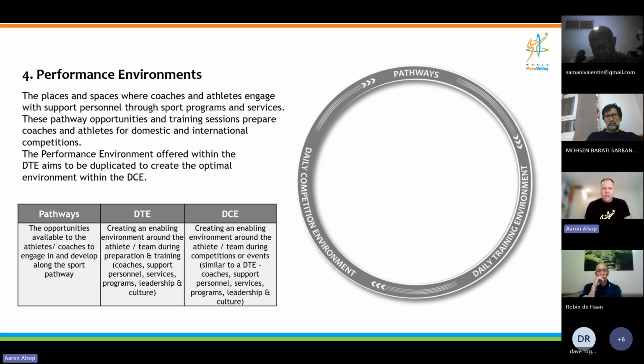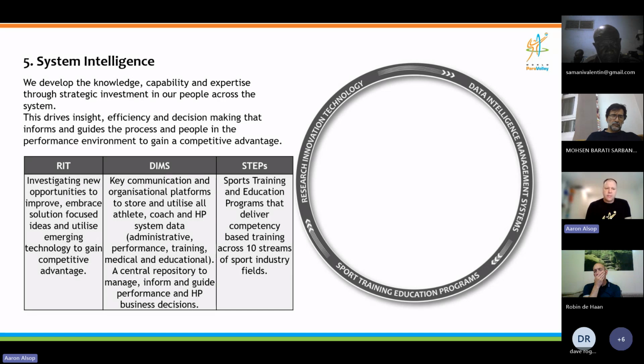Then the next layer of our system around that is what we call systems intelligence. So where are we informing the environment to actually understand how to make good decisions to get the best performance or to create competitive advantage? One of the things we look at is an acronym we use called STEPS. So what are we doing around sports training and education programs to upskill the individuals that work within those environments? We focus a lot on what we call capacity building or competency-based training in those sport education programs. Our research, innovation, and technology is another piece. We know that those three things combined can really help inform and shape the environment in which we coach.